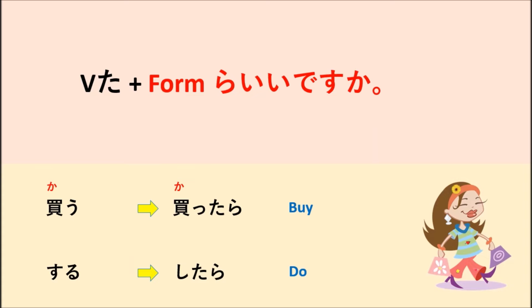Here we have the verb kau, which is in the dictionary form. When you change it to the past tense, it should be katta, and after that you follow it with ra, so you can change it like this: kattara. Suru: the past tense is shita, and the tara form should be shitara, which means do, something like this.